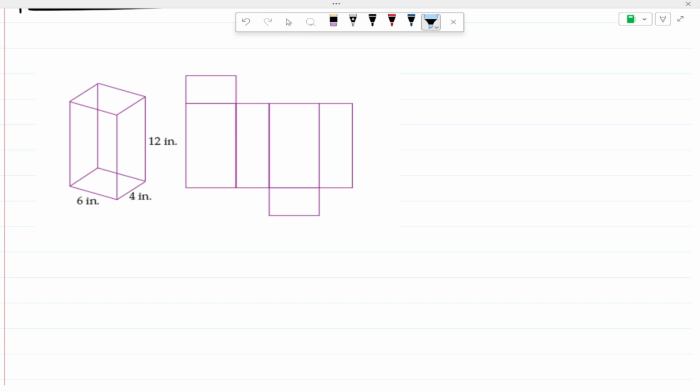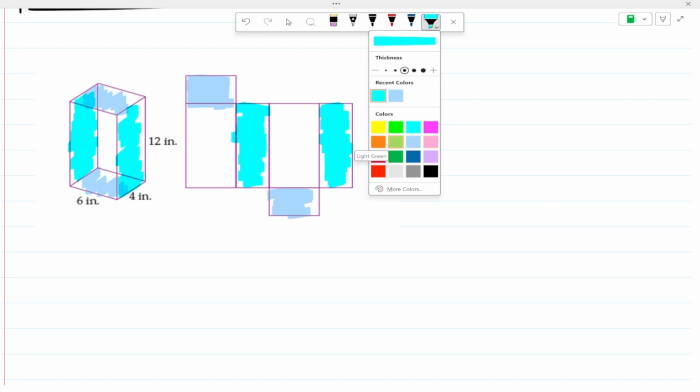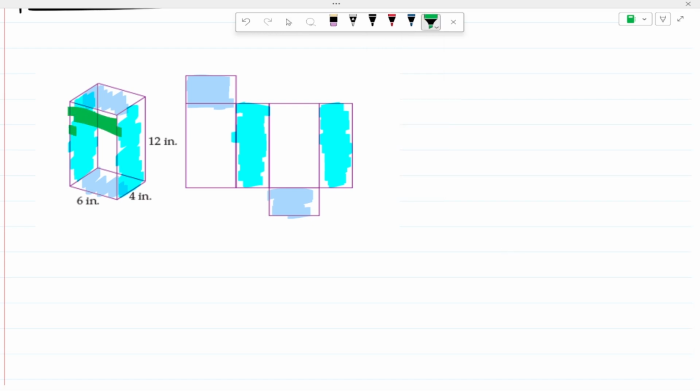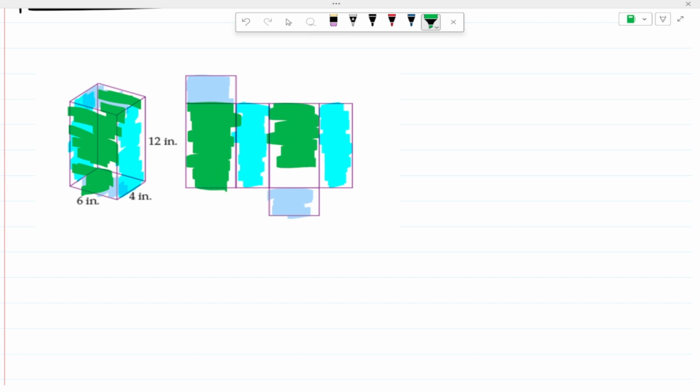So what I'm going to try to do is color code everything for you. So here's the top, here's the bottom, and that's going to be represented right here. Now you have this left back side and then the far right side. They're going to be right here and right here respectively. And you can already see how this is getting messy, but we'll just deal with it. So then we have the front and the back. And they are right here. Okay?